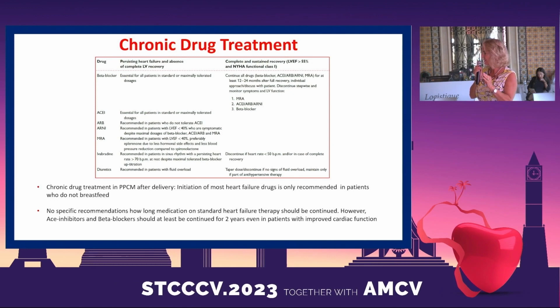This is something which legally you have to explain to the patient: if you start an SGLT2 inhibitor, ARNI, whatever you're starting, you have to advise them that a small amount is given, obviously, via the breast milk to the child. And that's often not done. There are no specific recommendations on how long medication for standard heart failure treatment should be continued. Like in peripartum cardiomyopathy, we recommend at least 2 years after the patient has improved cardiac function.